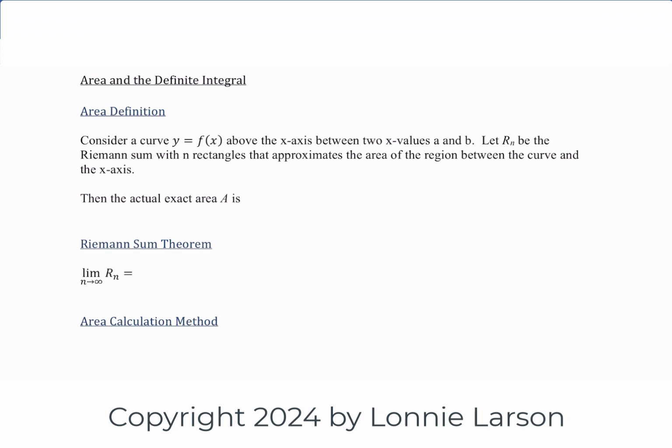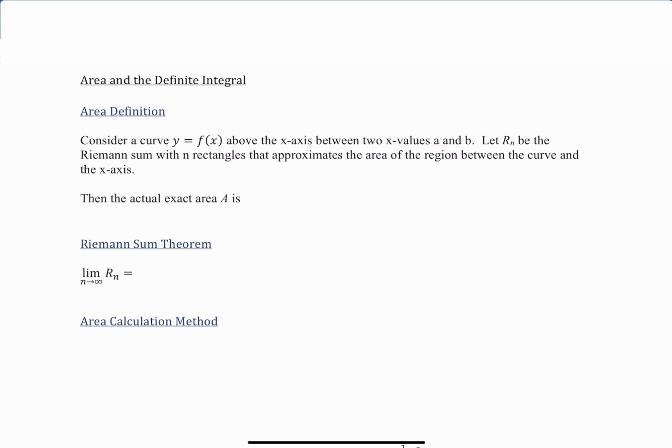Hi everybody, we're finally ready for our area formula. Based on our work approximating areas using rectangles and seeing how, as the number of rectangles increases, the approximation gets better and better, we're going to define that area to be the limit as n goes to infinity of those Riemann sums. Remember, R sub n means the area you get if you use n rectangles.